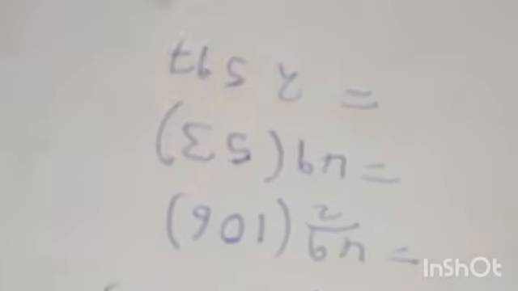So 49 times 53 gives us 2597. So the sum of the first 49 terms in this summation gives us 2597. So this is the sum of this AP.